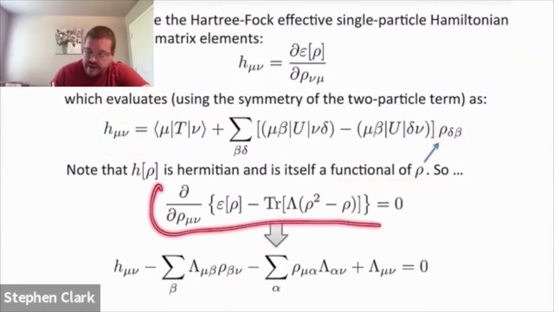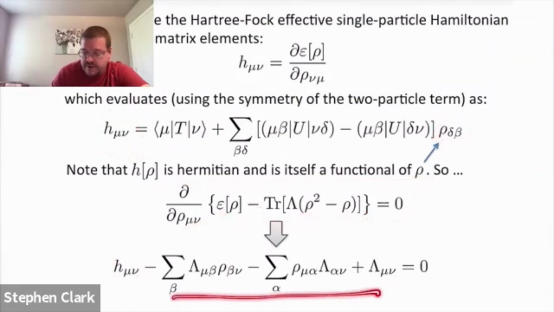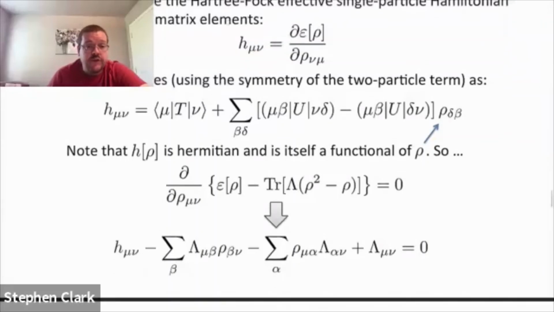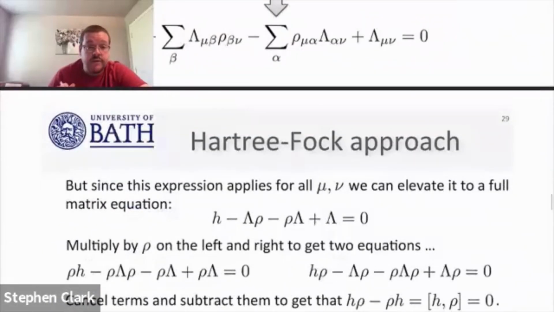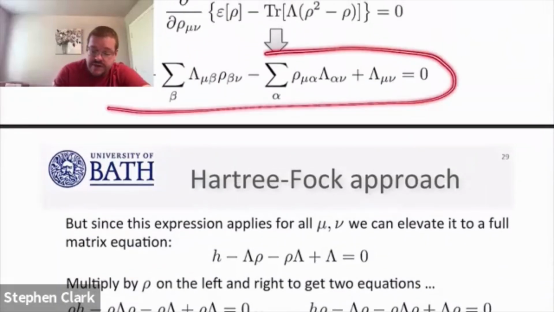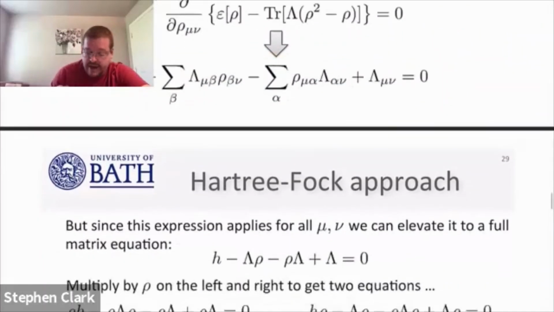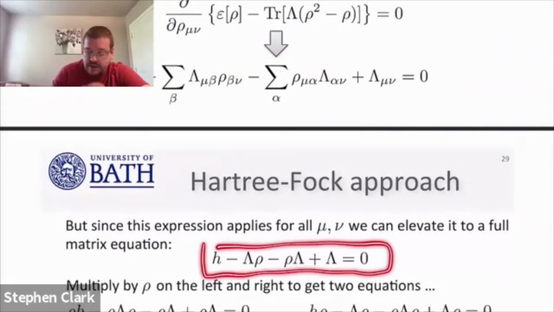So if we go and work this out, what do we get? Well, the first term gives us this, and the derivative of this second term gives us these terms here, where you're differentiating rho, rho squared, and rho. So you end up with these terms here. And this must equal 0. And this equation looks a bit tricky, but actually it's not so bad if you write it as a matrix equation, because you can just think of this as a matrix equation, with respect to the mu and nu indices here. And as a matrix equation, it's equal to this.